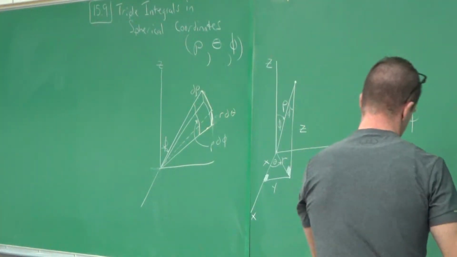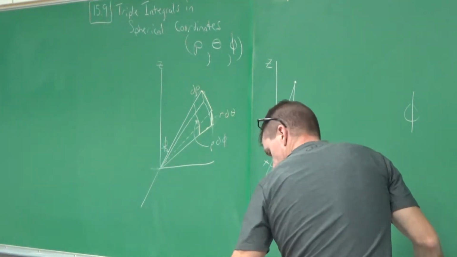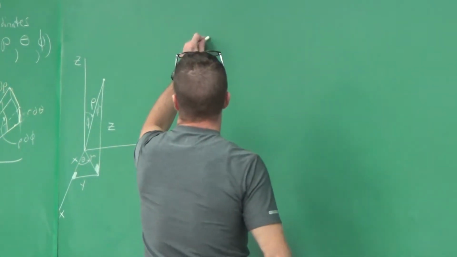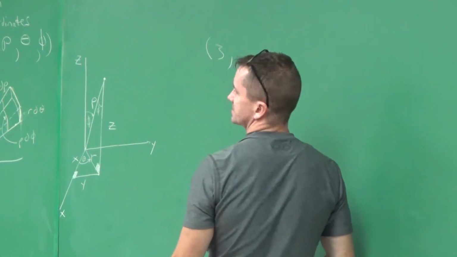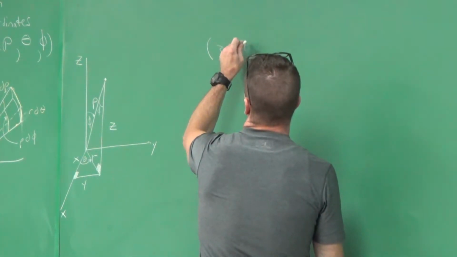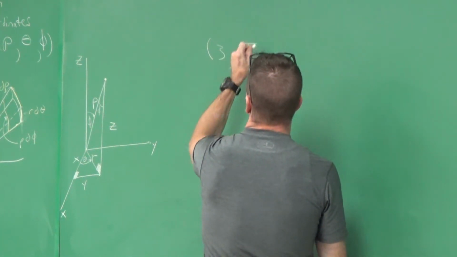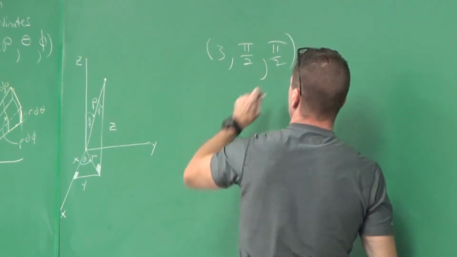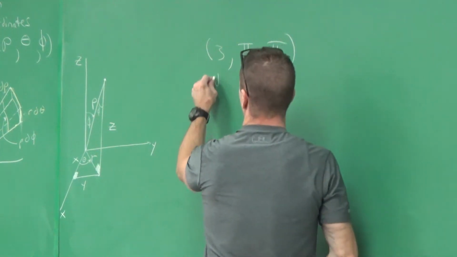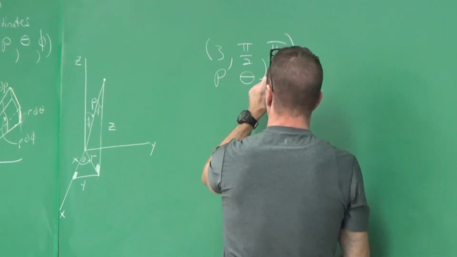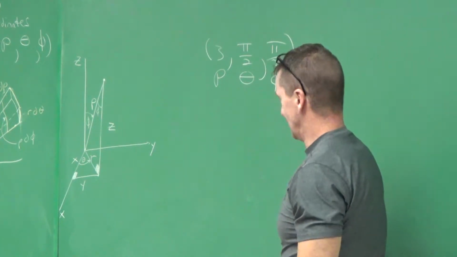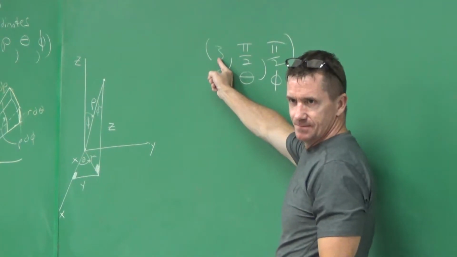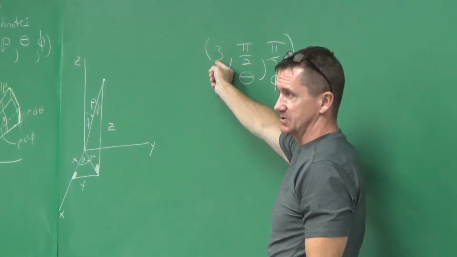Cool. Let's see, where would this point be? How about 3? Let's say theta is pi over 2, and let's say phi is pi over 2. Can you help me figure out where that point would be? If that's rho, that's theta, and that's phi. Can we get a sense of where that point would be? Well, it's got to be how far from the origin? 3. A distance of 3 from the origin.